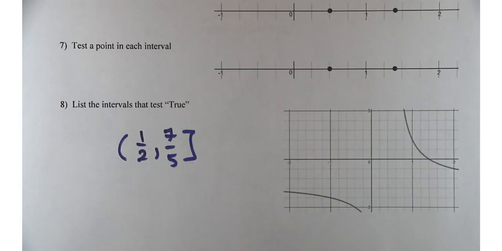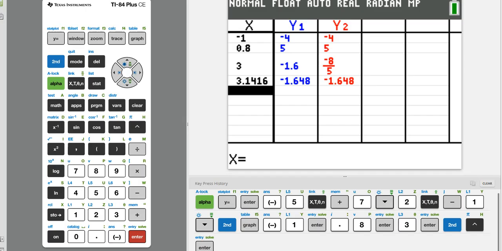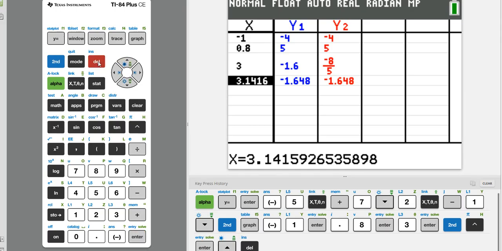Comments on this one? Yes? So why is the 1/2 of... That's a great question. I appreciate you asking. Let's go over to our table. Do me a favor. Type in the 1/2. And tell me what happens when you type in 1/2.